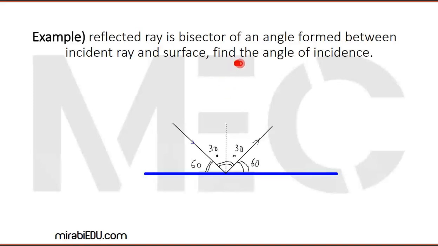So find the angle of incidence. What is the angle of incidence? The angle of incidence is defined to be the angle between the ray of incidence and the normal line. So the angle of incidence is 30 degrees. The angle of incidence is this one, so it is 30 degrees.